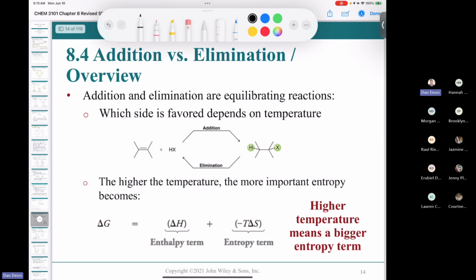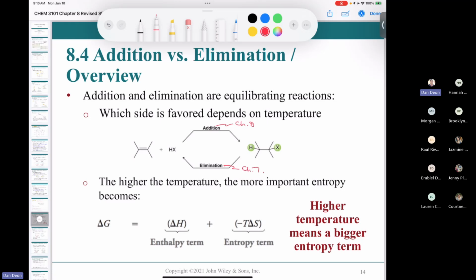And talk about why or when we have conditions that favor addition and when we have conditions that favor elimination. Because we studied elimination at length in chapter 7, and we're going to cover addition at length in chapter 8. If you're wondering, if I add a halogen and a hydrogen, why don't I just get elimination again to make my double bond? Well, which side is favored depends on the temperature at which the reaction is run.